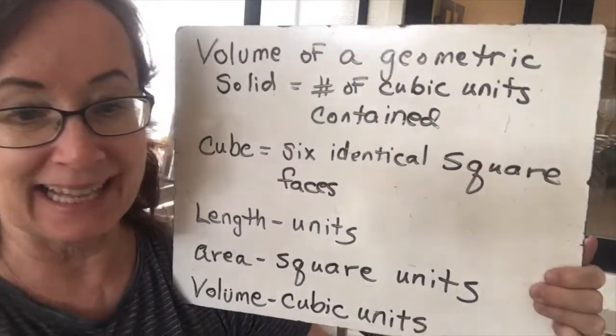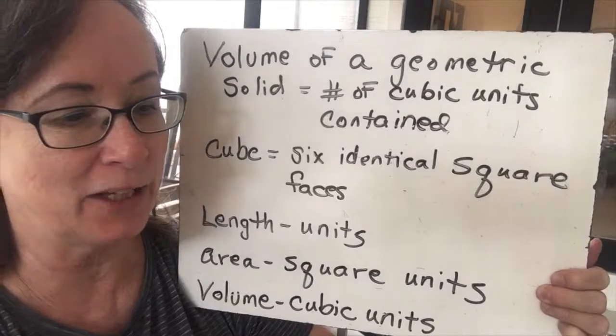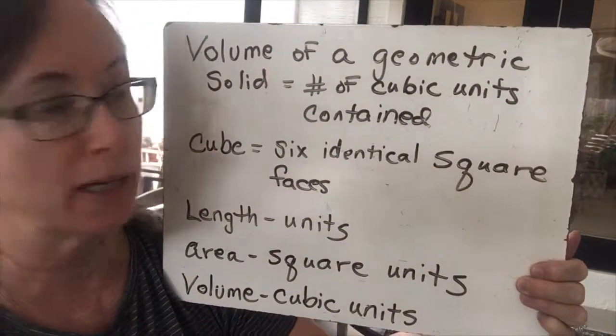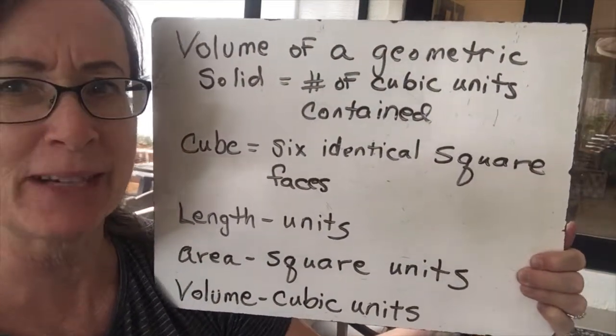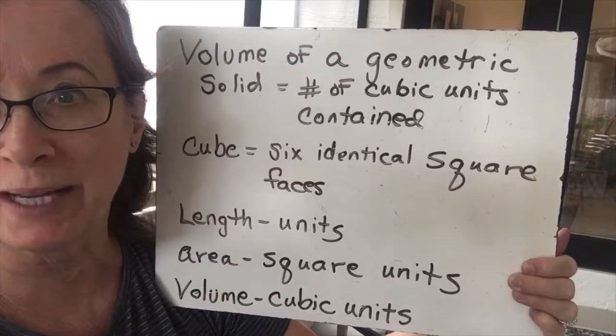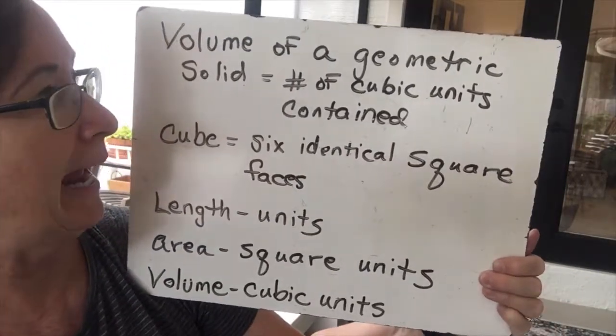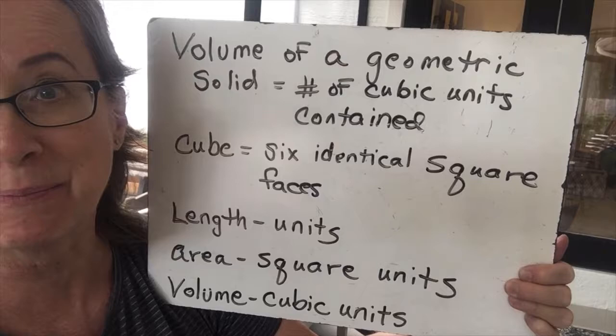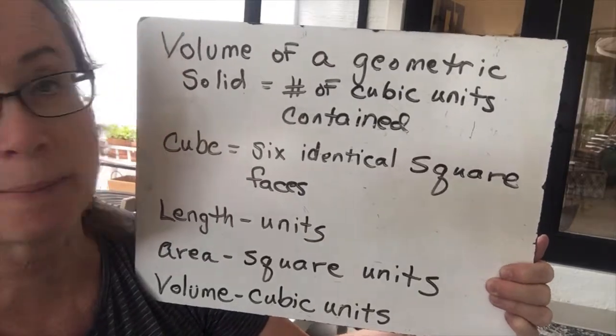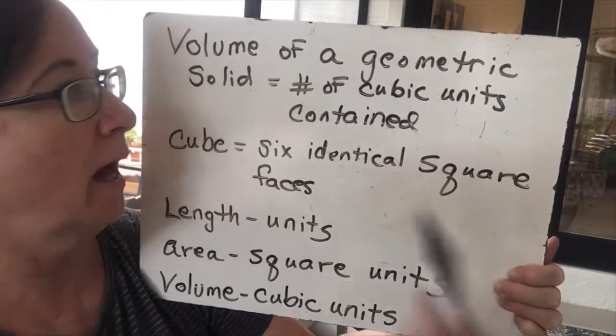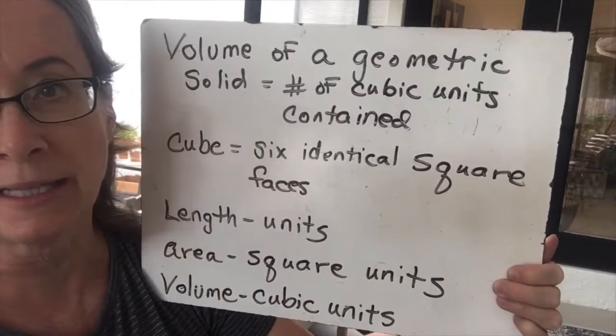Today, we're working on lesson 20 in your Saxon orange math book. And there's just a little bit of a glare on my board because I am enjoying the great outdoors here. I'll try to keep the glare off as much as possible. But we are talking about volume of a geometric solid.